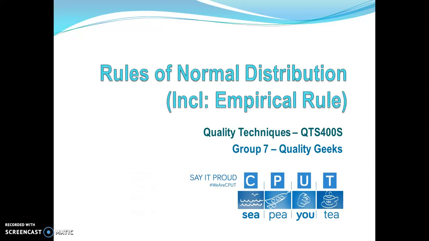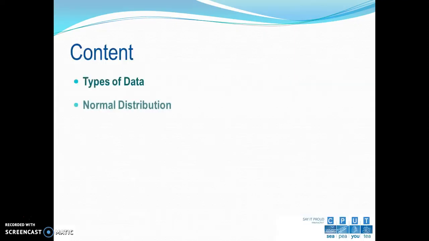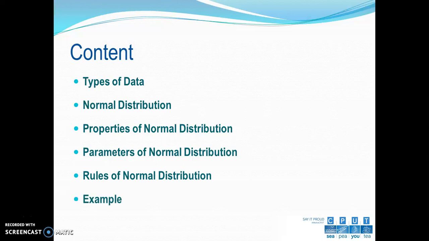Our screencast will cover the rules of normal distribution, including the empirical rule. One of the objectives of this screencast is to connect how normal distribution can be utilized in a quality environment. The content of this presentation will cover the following: types of data, normal distribution, properties of normal distribution, the parameters of normal distribution, rules of normal distribution, and finally, an example of how normal distribution can be utilized in a quality environment.